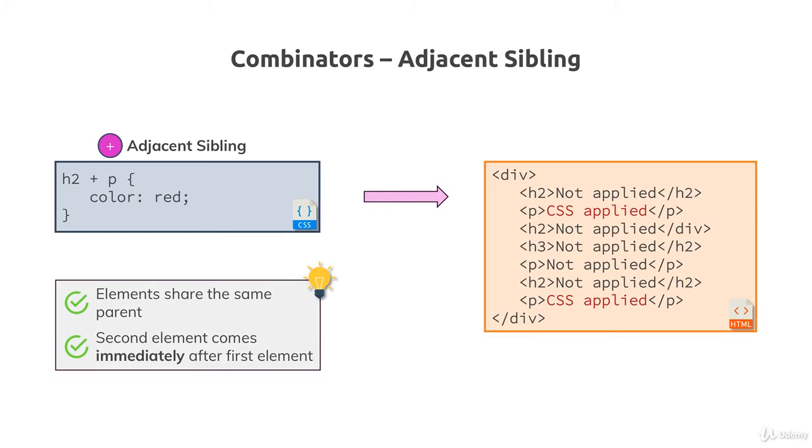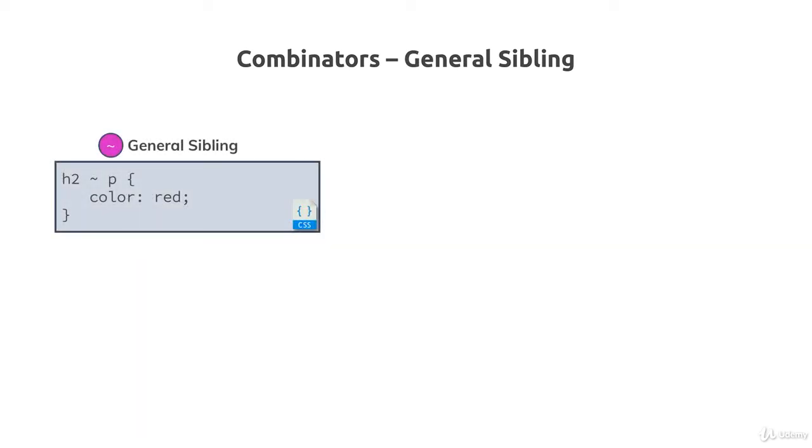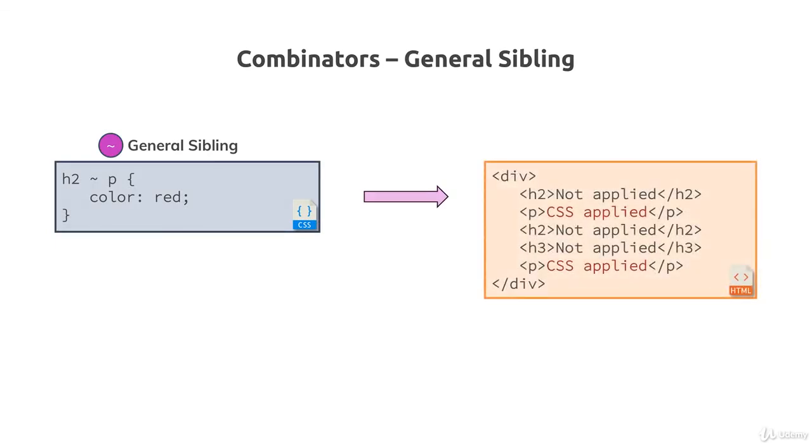And the second element, or third, or whatever you're selecting, has to come immediately after the first or second, whatever you're selecting, element. The general sibling selector is connected to that, but more flexible. It looks like this. This is the syntax. And here's a code snippet.